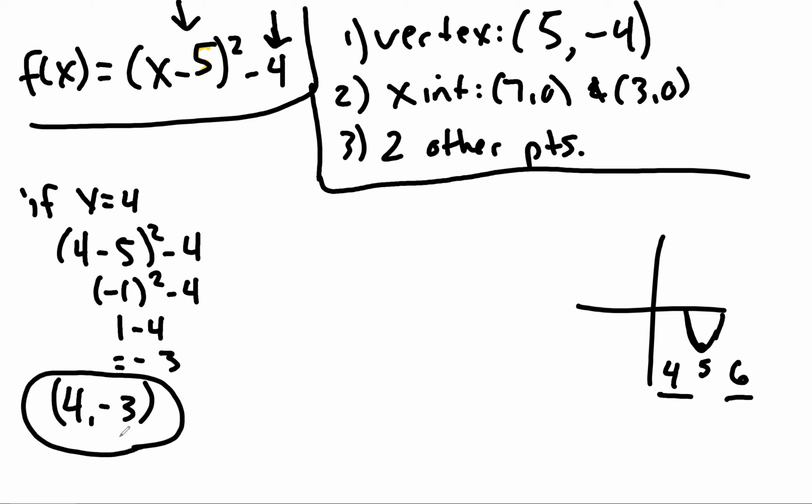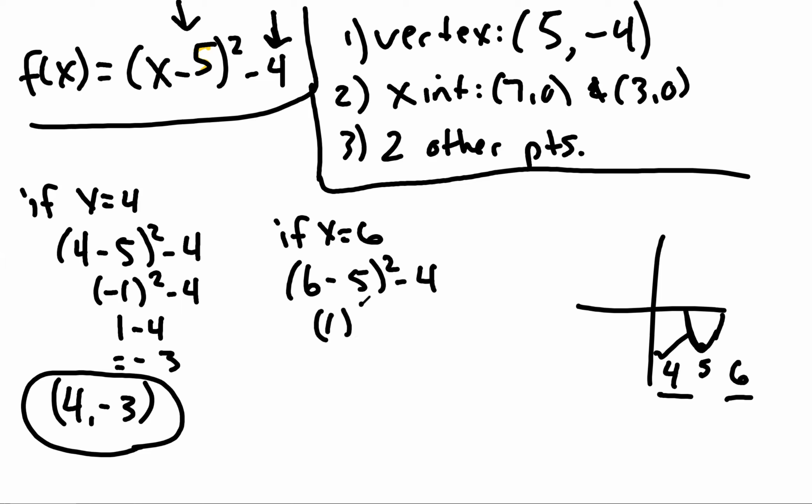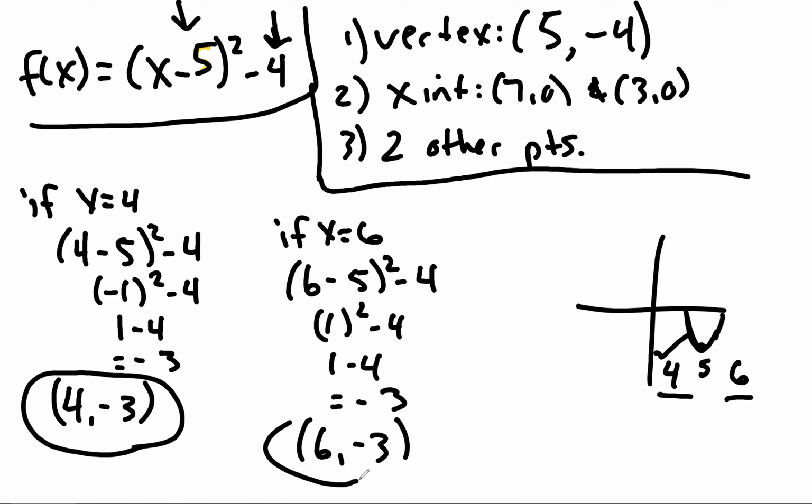And just like that, I have another point. So I've taken care of 4. Well, what if x were to equal 6? Same thing. I'm going to bring my function down and let 6 be x. 6 minus 5 is 1, and 1 squared is still just 1, and 1 minus 4 is again negative 3. So if I let x equal 6, I have another point, (6, -3). And so here are my two other points, (4, -3) and (6, -3).